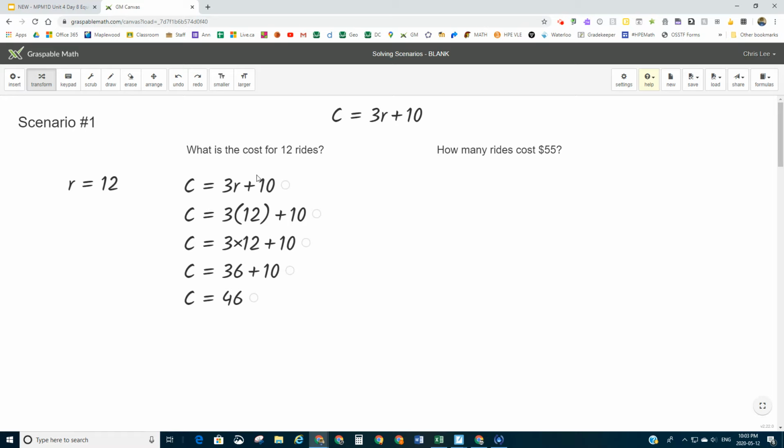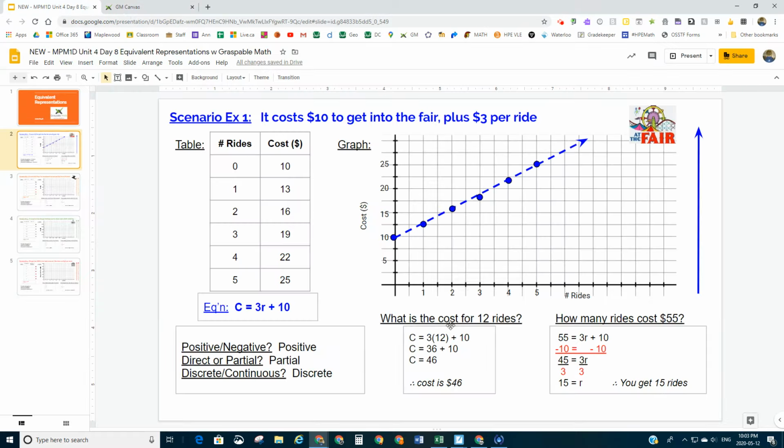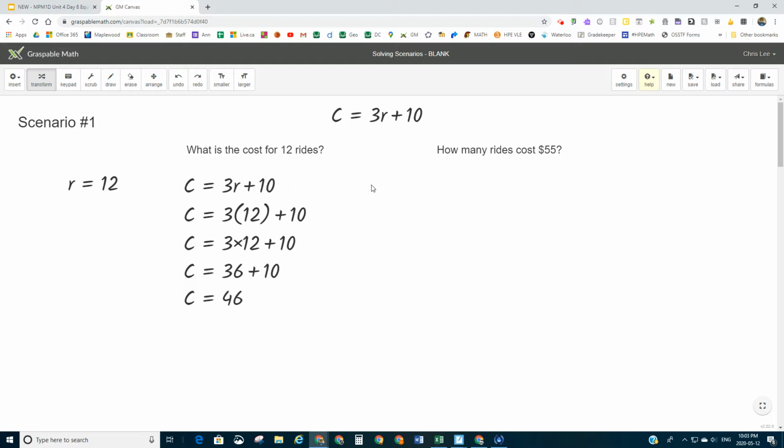Now, we had some success with this over here. It was pretty easy to replicate that, but this was one that we had some struggle with. But let's see how Graspable Math will help us. So we're going to do the same thing. We're going to move to the right of the equation, find the box, click and hold, and paste it over here. And we get a new version of the equation.